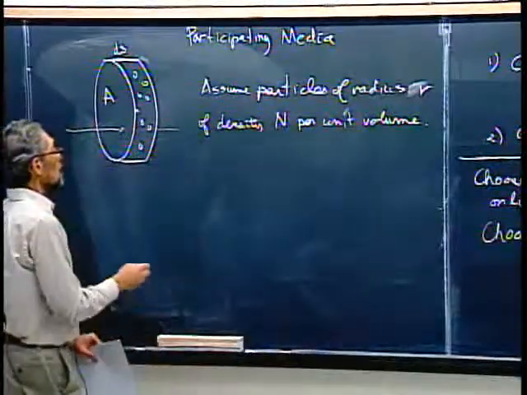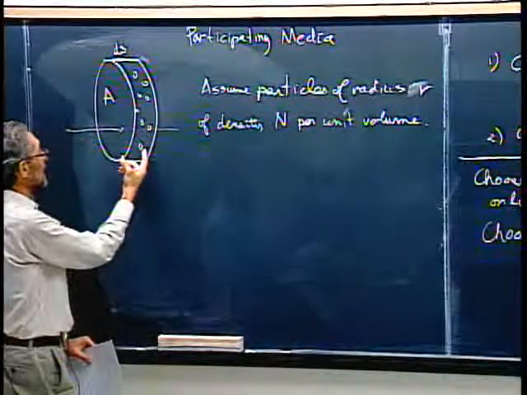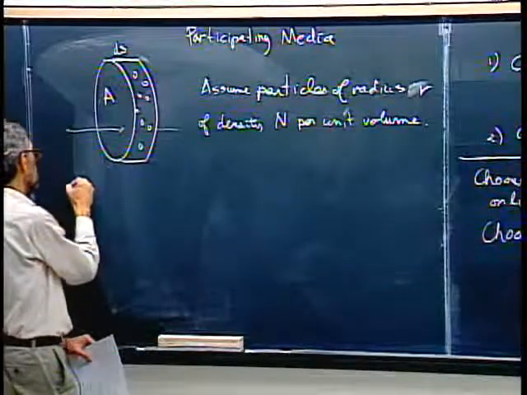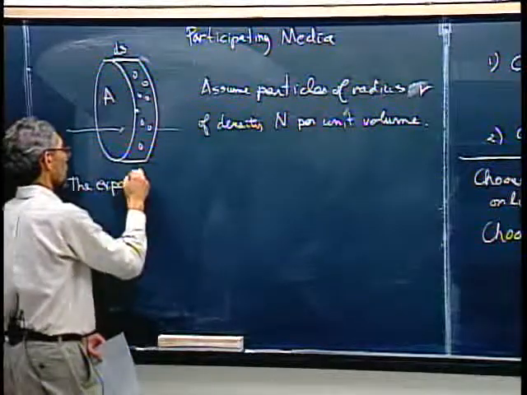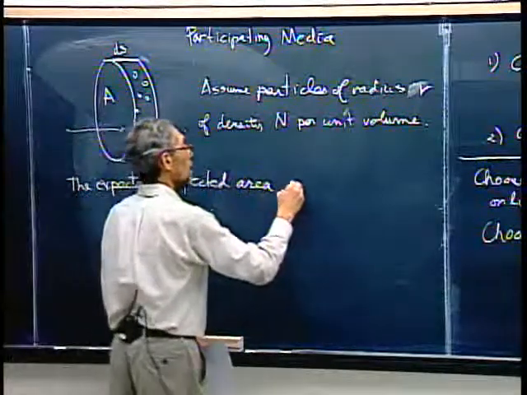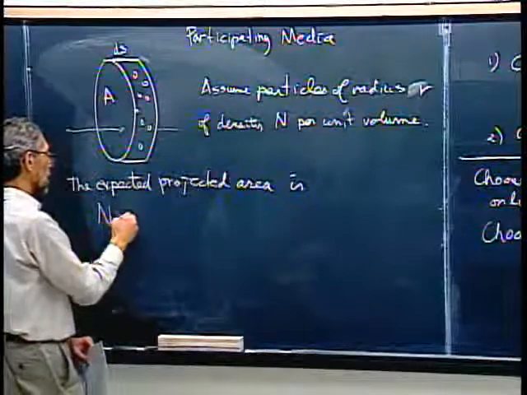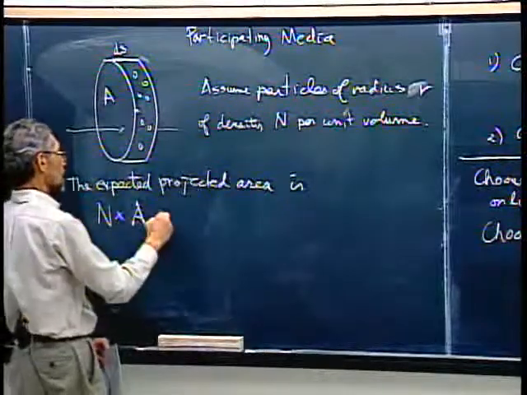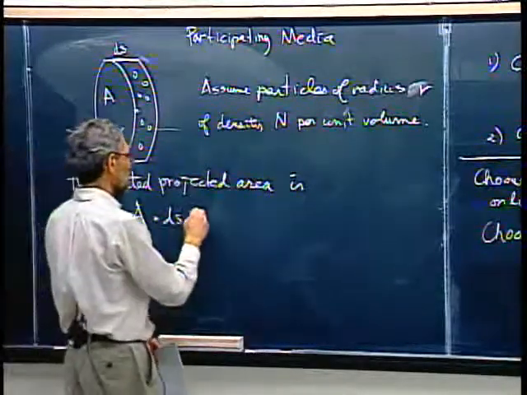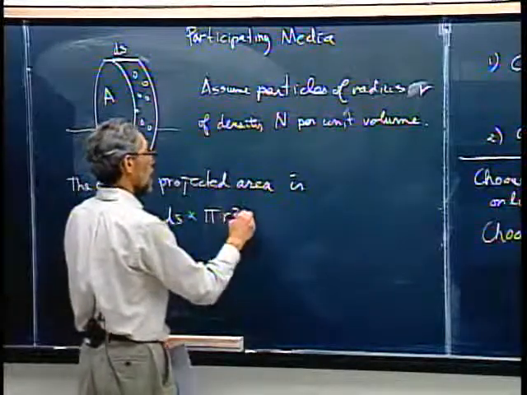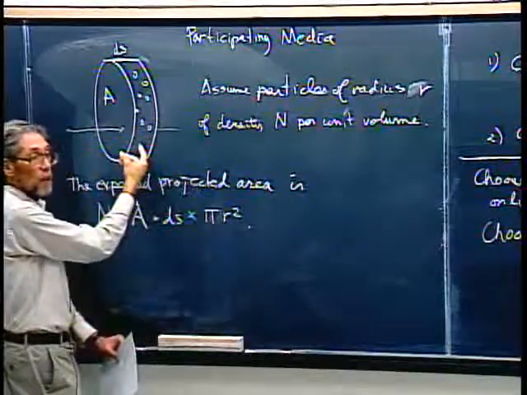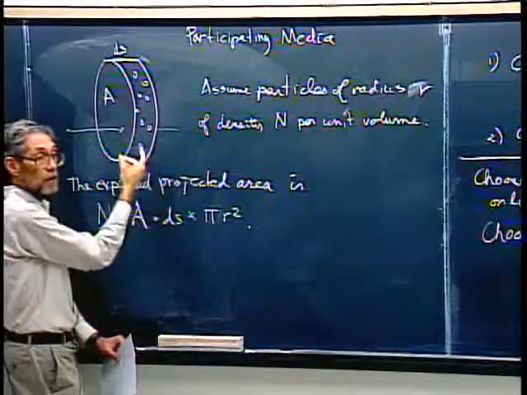And so if we look at the total projected area normal to the beam, which is, say, normal to this surface A, the expected projected area is n per unit volume times the volume, which is A times ds, times pi r squared, the projected area normal to the beam of each of these particles. And so if it hits a particle, it doesn't go through.